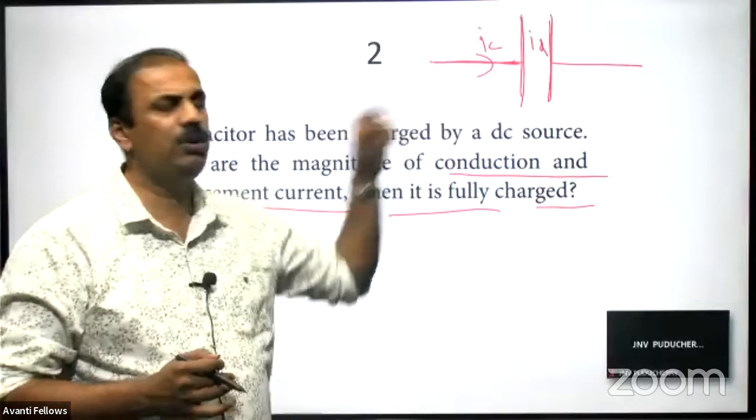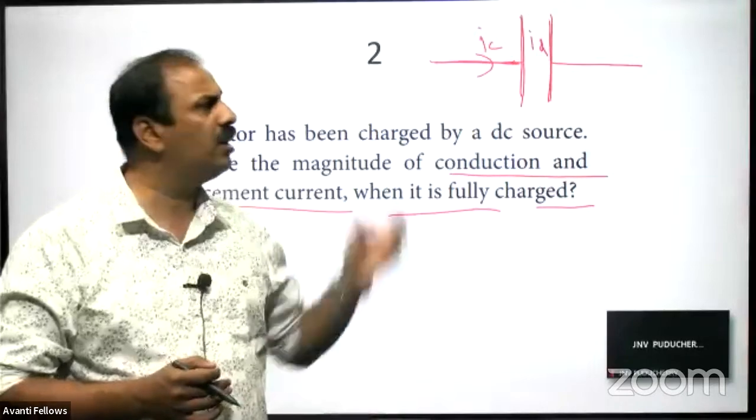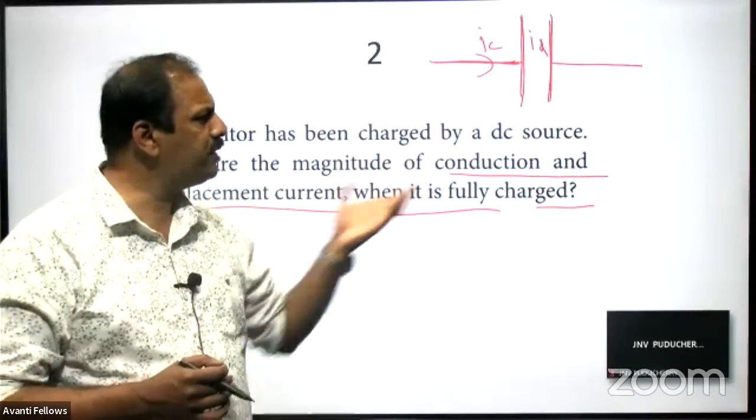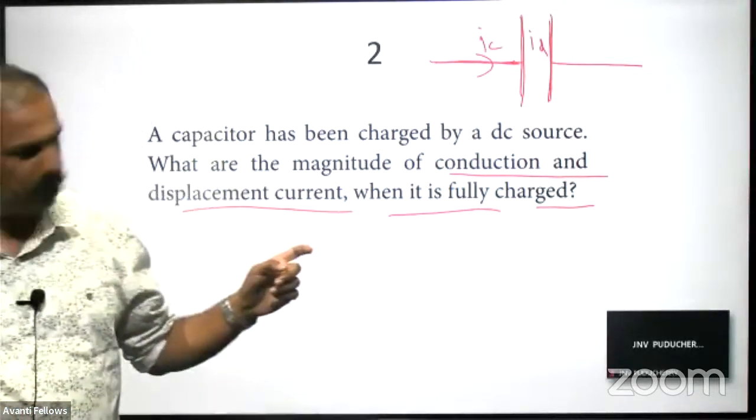So the thing is, during the charging process, current passes through that one. Once it is completely charged, no current will pass through that one. That is called a steady state. So in steady state, no current will pass through that one. So in this one, you can say both will be zero.